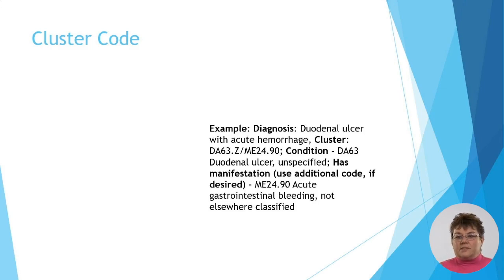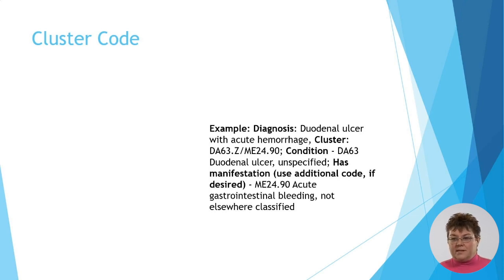A simple diagnosis, talking about ulcer, right? Duodenal ulcer with acute hemorrhage. Well, the cluster code on that is going to be DA63.Z and then ME24.90. The condition we know is the ulcer. We don't know what stage it is, so it's unspecified. Now, we also know that with the ulcer, they have acute hemorrhage. So that's really considered a manifestation, so we have to add another code with it. That's where we get the ME24.90, which is acute gastrointestinal bleeding, not elsewhere classified.